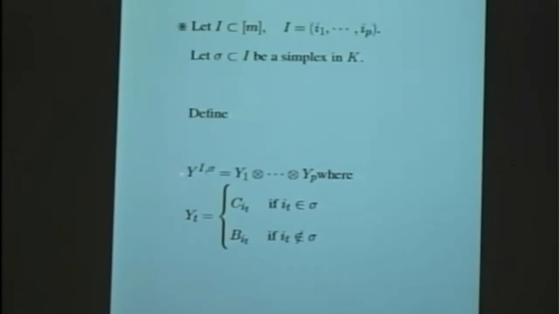Now I'm going to find a group, which I'm denoting Y upper I sigma, and it's a tensor product of groups, P many, one for each of these entries in I. And what it is, you take a C, remember C are one of these subgroups, if the i_t belongs to sigma, and B if it does not. So here's another example of this phenomenon. You put some junk on the vertices that are in sigma, and some other junk on the vertices that are not.